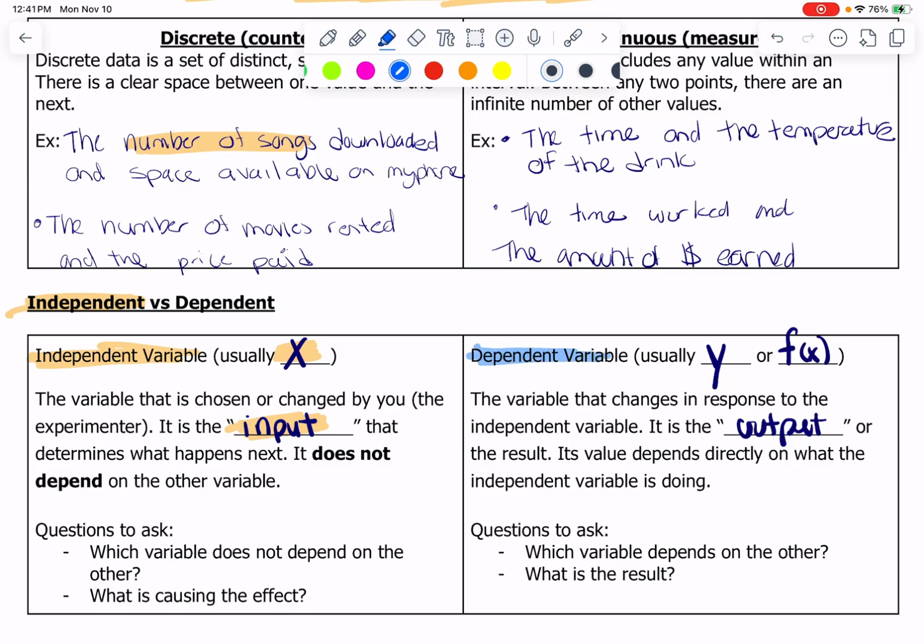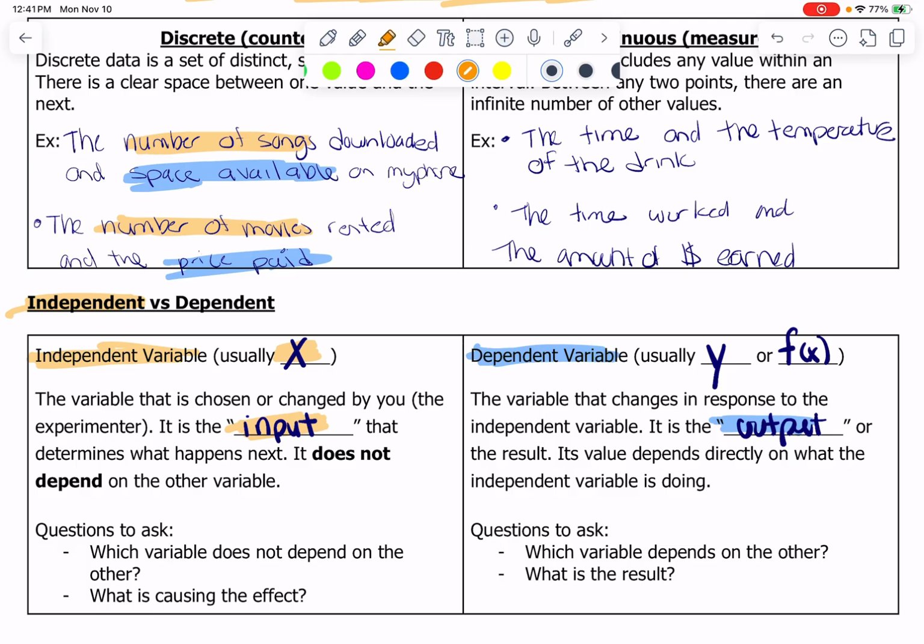The output, the dependent, is what we get out. After I've downloaded songs, I get out how much space I have left on my phone. Okay, so let's do the next one. The number of movies rented and the price paid. Well, I don't get to just decide how much I pay. I decide how many movies I want to rent, and the outcome of me renting a movie is I have to pay a price.